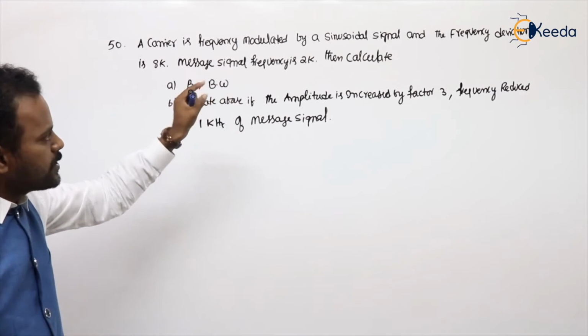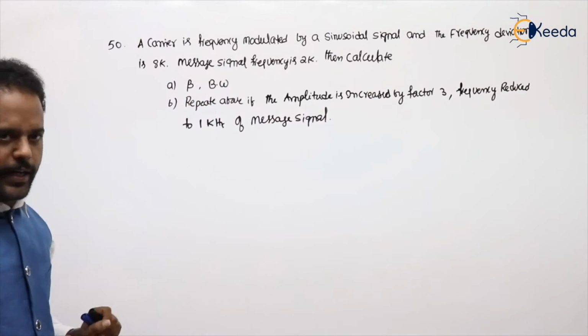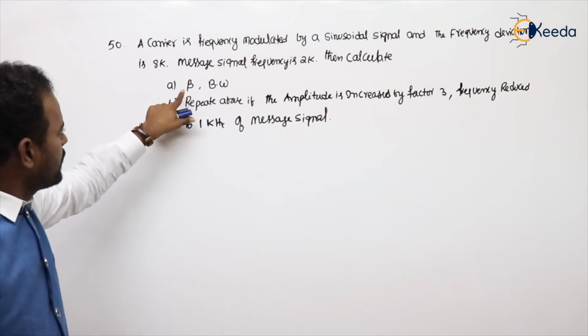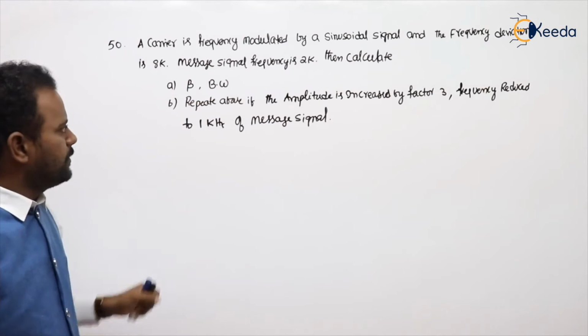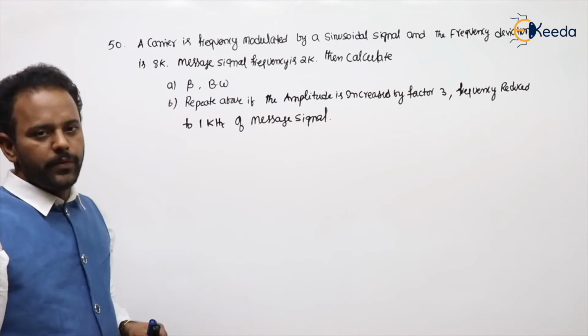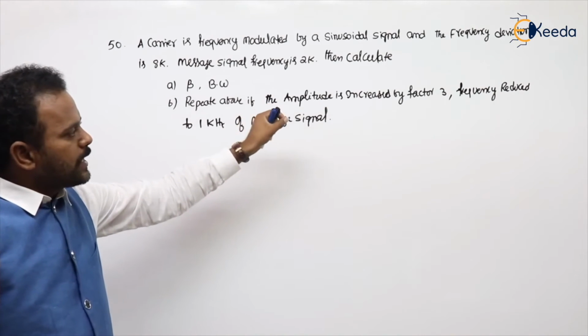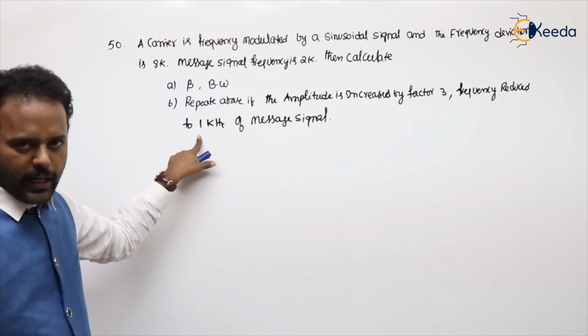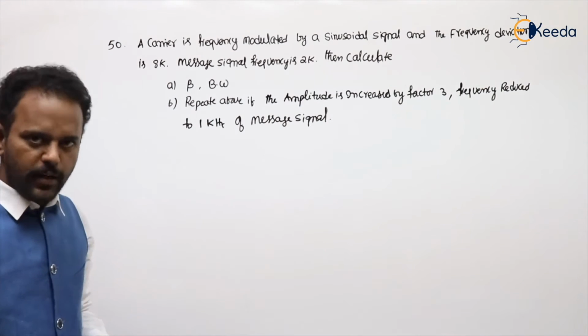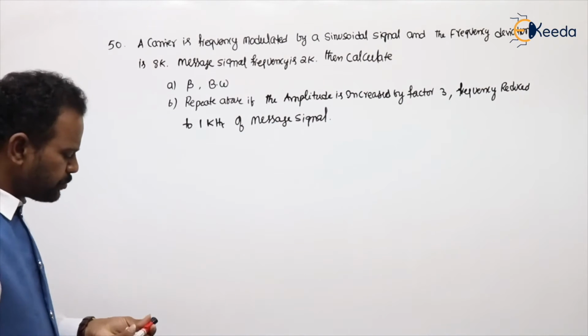A carrier is frequency modulated by a sinusoidal signal and the frequency deviation is 8K. Message signal frequency is 2K, then calculate. First question, modulation index beta and bandwidth. Second question, repeat the above if the amplitude is increased by a factor of 3 and frequency reduced to 1K of a message signal.